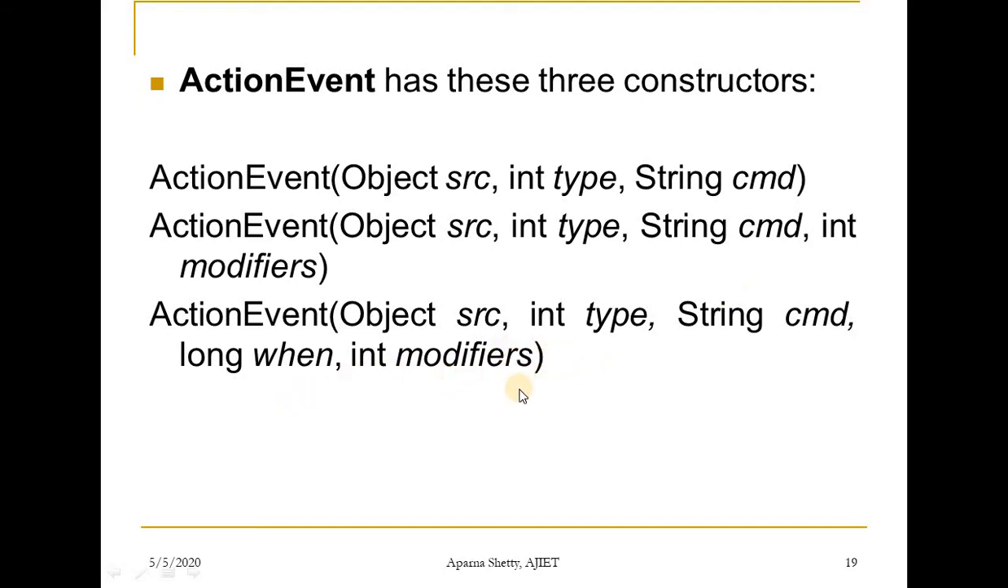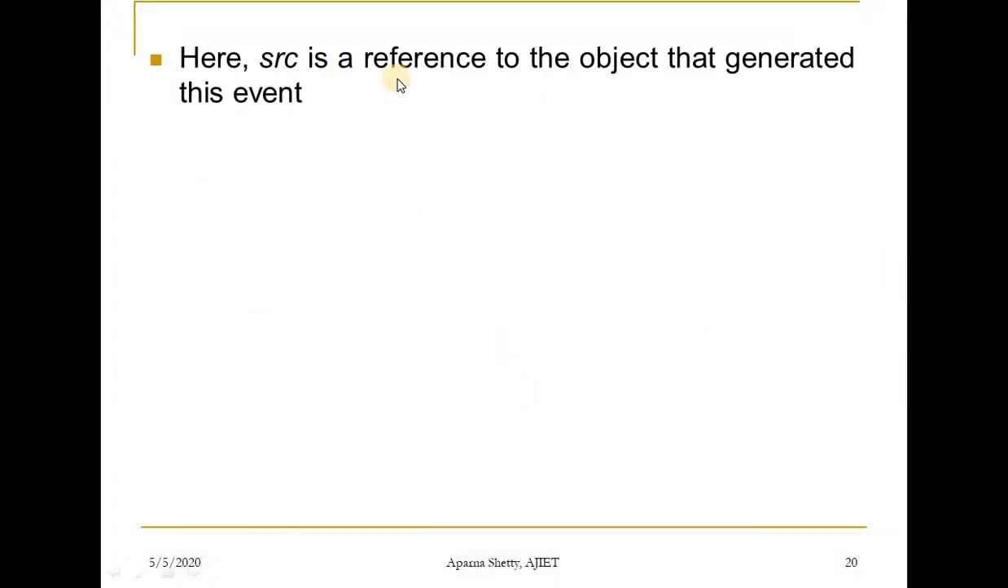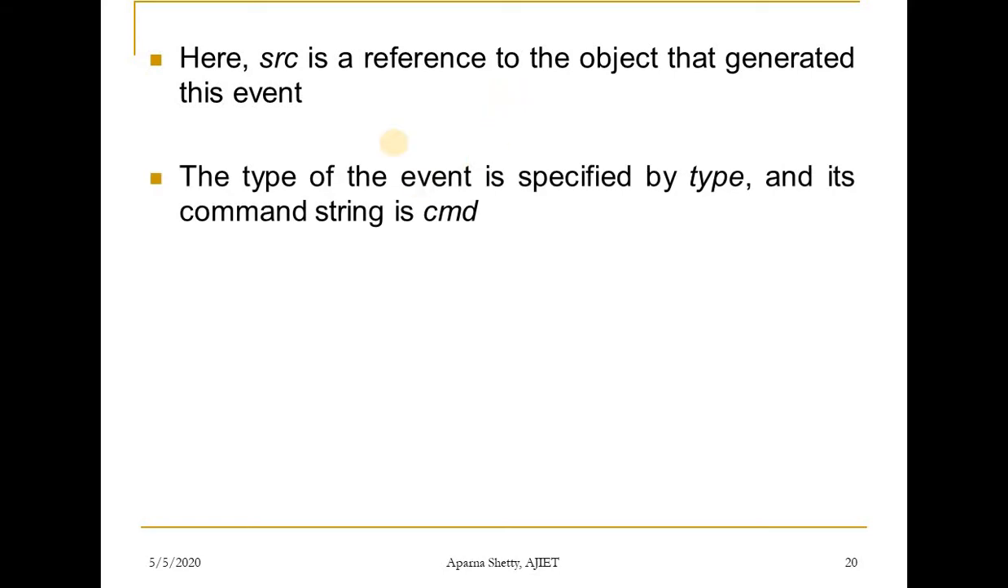Here source is a reference to the object that generated the event. So source is used to represent the object that generated the event. The type of the event is specified by the type parameter, and the command string is represented by the command parameter.